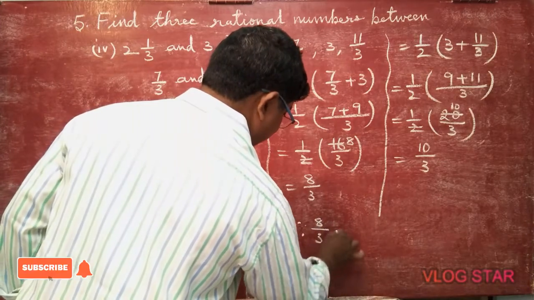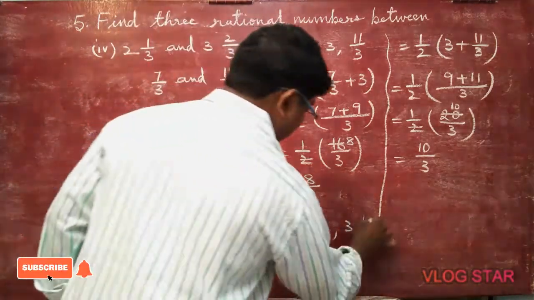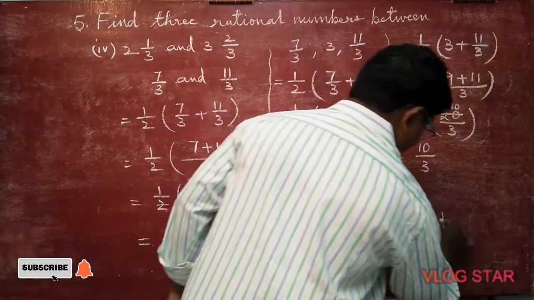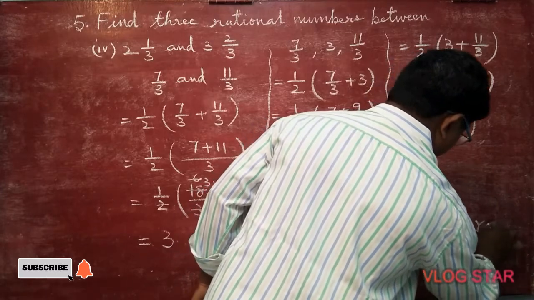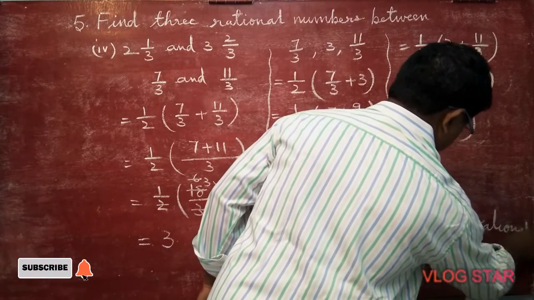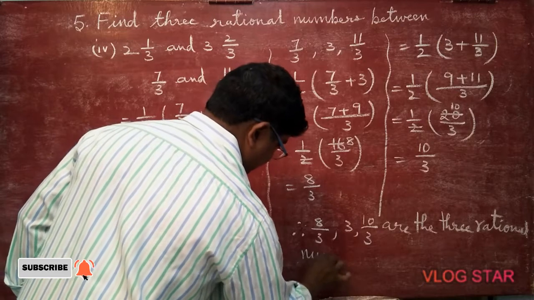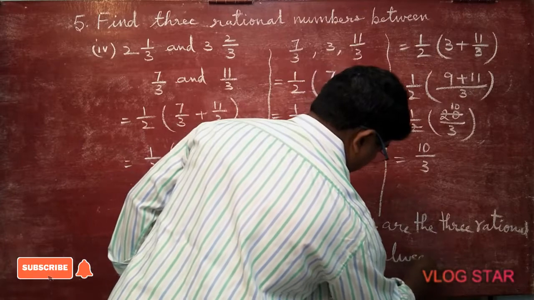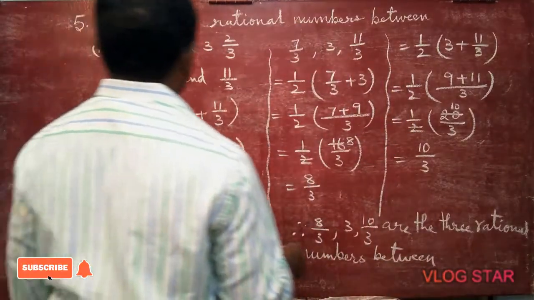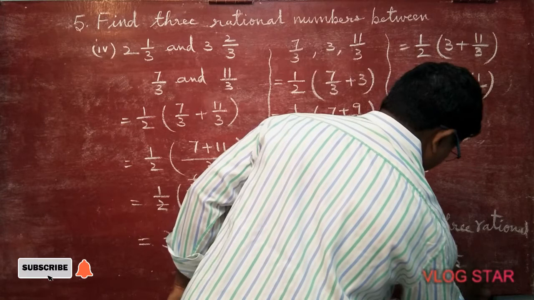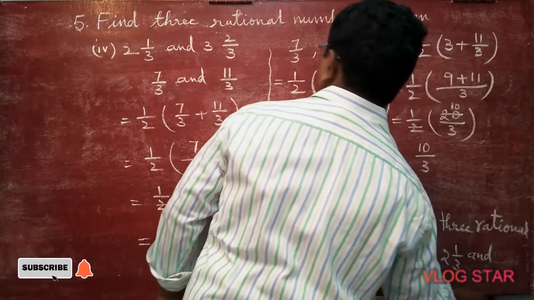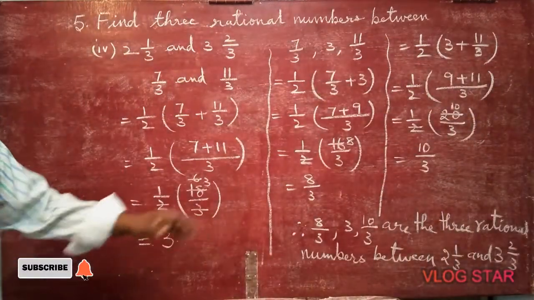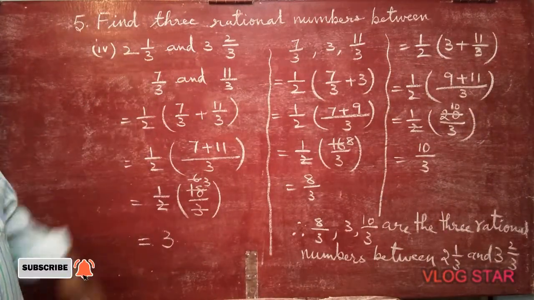8 by 3, comma, 3, comma, 10 by 3 are the 3 rational numbers between 2 1 by 3 and 3 2 by 3. Are you able to follow? These are the rational numbers we got.